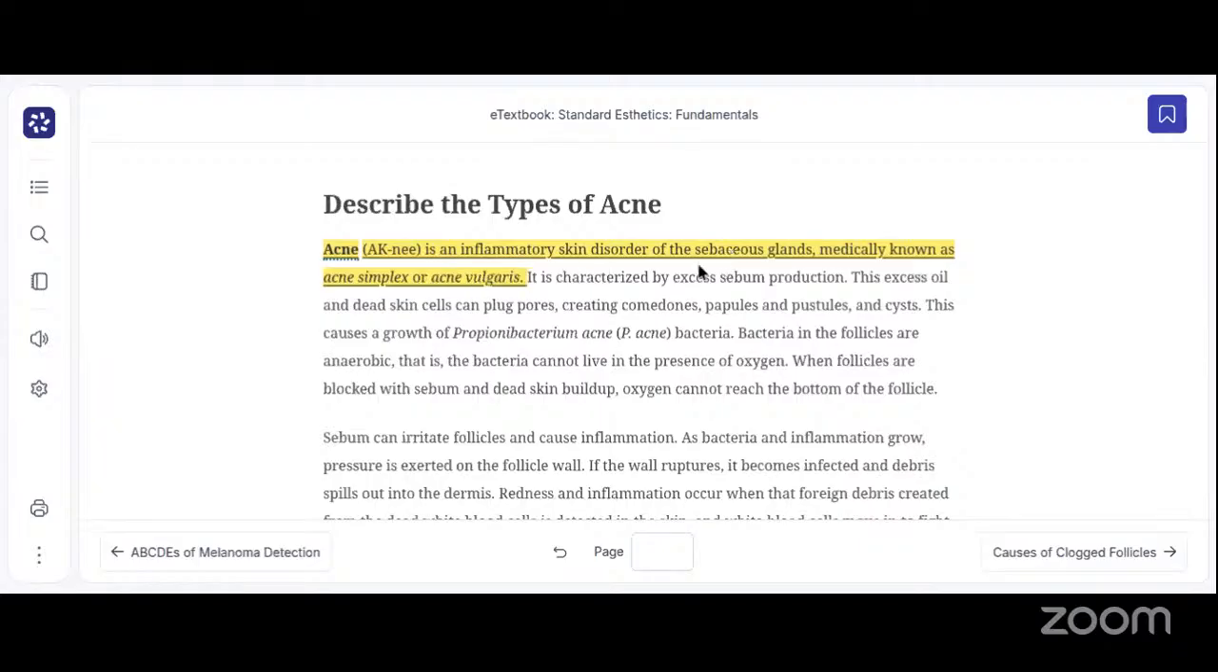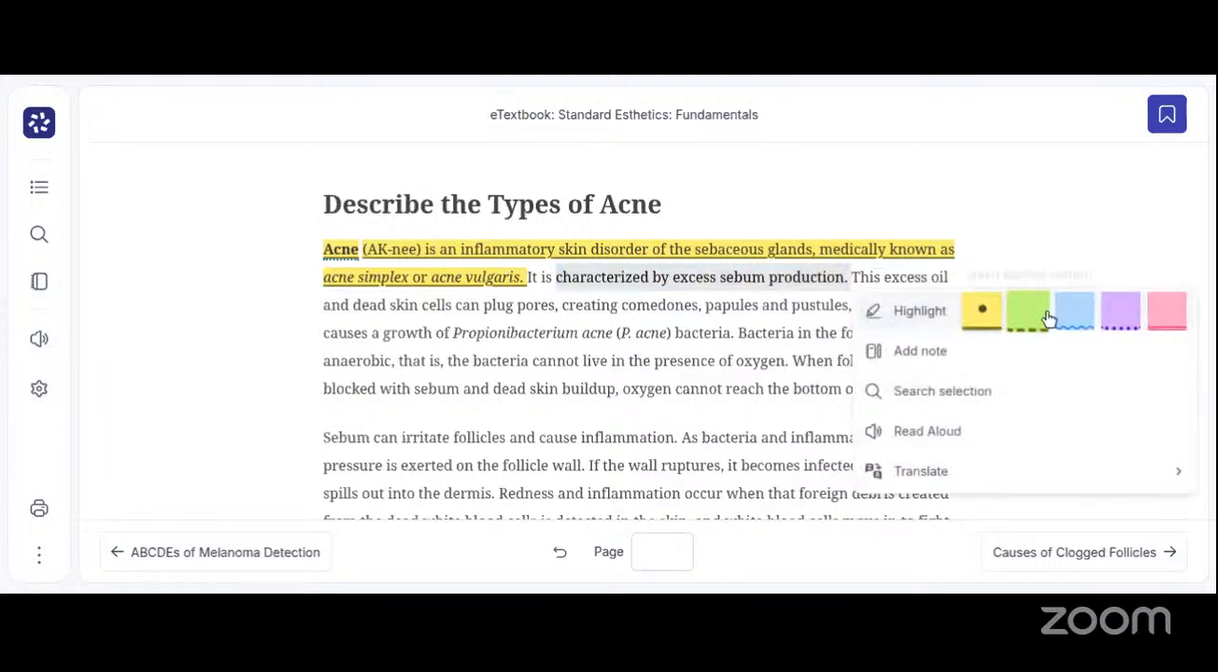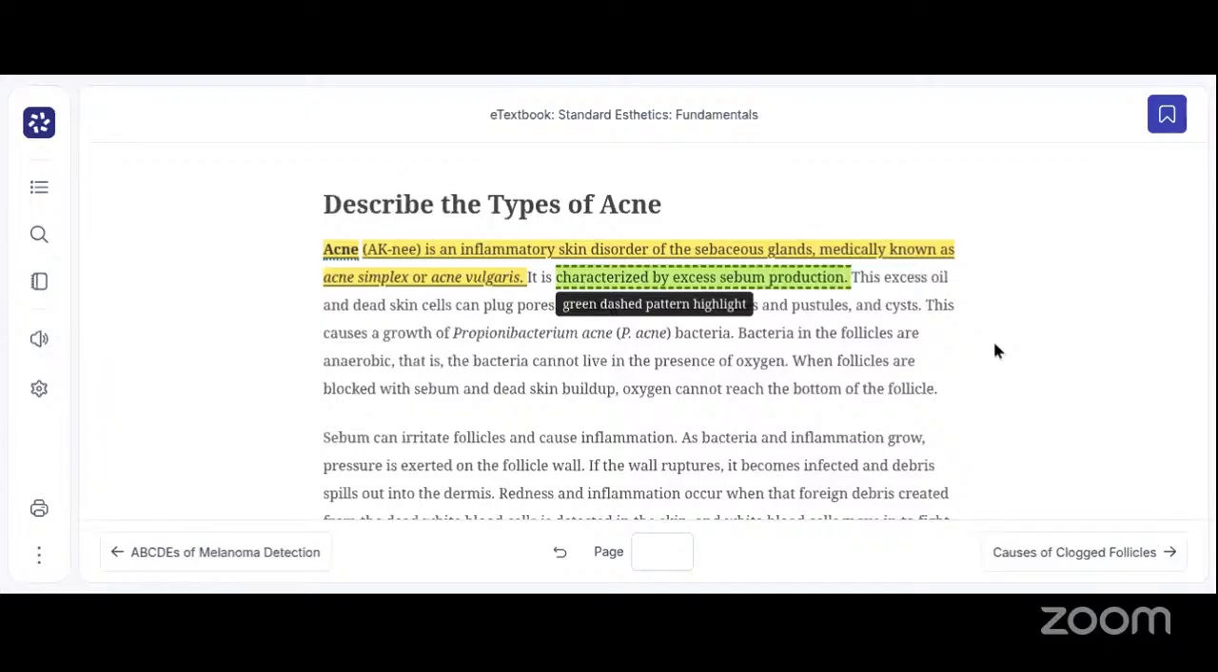Period. As I said before, if you know your terms, even if you don't study, when that test comes, you're able to read the question or read the words and find out what it's asking because you understand the terminology that is going on. Okay. Characterized by, I'm going to put this in green, excess sebum production. When I say producing too much oil, that's what that means, excess sebum production.